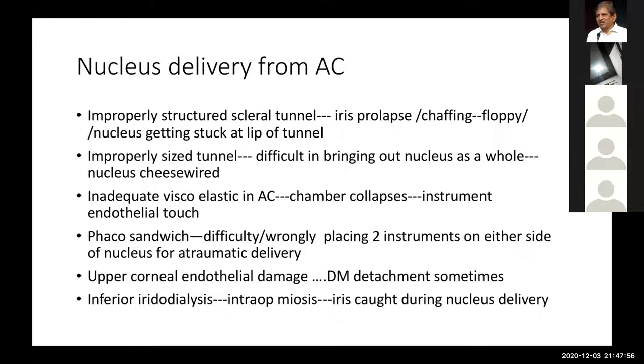What most of the postgraduates usually do is they make a very small tunnel. Sometimes it will be a 5 to 5.5 millimeter tunnel. And when they do all the other maneuvers properly and bring the nucleus into the anterior chamber, and supposing the nucleus is of grade 2 and grade 3, then they'll find it difficult to bring the nucleus outside. In such a situation, what usually happens is they might try to maneuver 2-3 times, and that is very traumatic to the corneal endothelium also. Next, every time they try to do this, what will happen? There will be a little bit of viscoelastic loss from the anterior chamber, and sometimes the chamber collapses, and there will be an instrument touch.